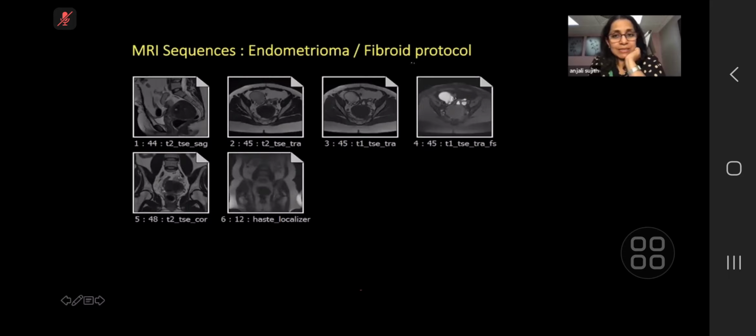Essentially, the MRI sequences taken for a fibroid or endometrioma protocol are the same. We need 3 planes of T2, axial, sagittal, and coronal, a T1 axial and fat sat. Now, as a routine, you would not require contrast, but if there are any complex features, we might add a contrast sequence as well.